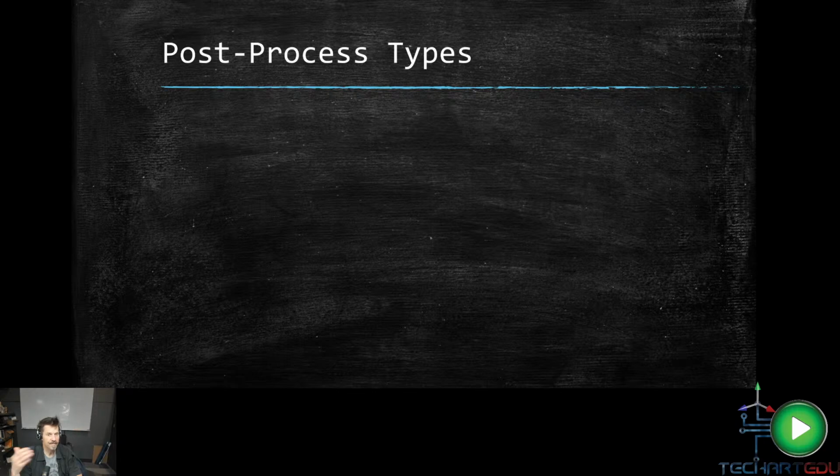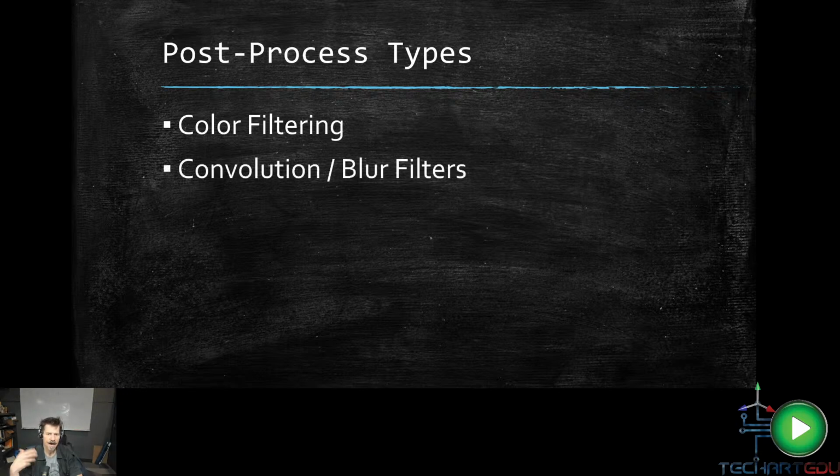What are these visual effects? Well, there's a bunch of types. There's three primarily. There's color filtering, there's convolution and blur filters, and then there are other in-camera functions that don't really fall into those categories.